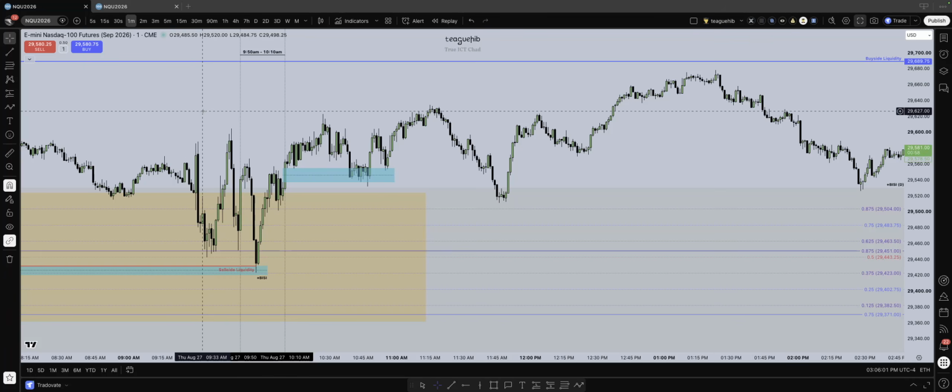Okay? Number two, remember, aligning time and price. When we have this convergence of time and price, PD arrays and liquidity agreeing with a very, very specific interval of time, then that probably means what? That we have somewhat of a winning idea.